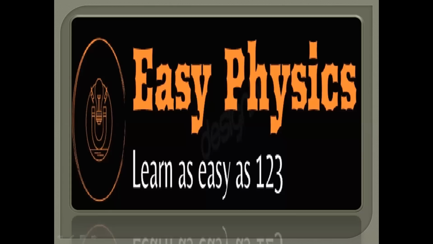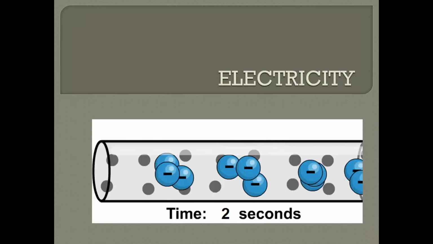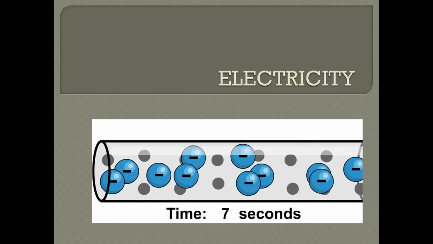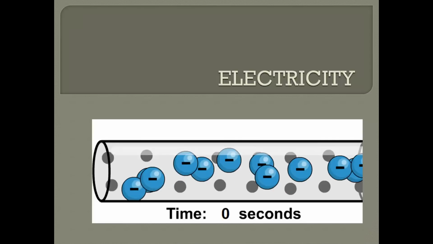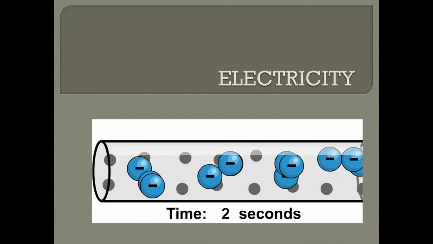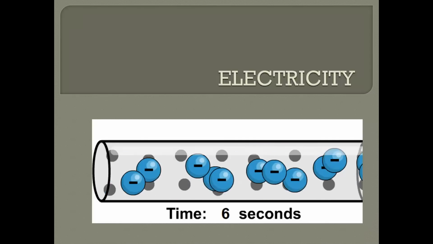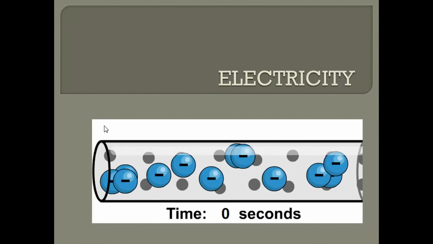Today's video is mainly for students of class 10th, and through this video we will discuss the first topic of the lesson, electricity. In this lesson we will study electric current, what the properties of electric current are, factors affecting electric current, and the law which regulates the flow of electric current, which is nothing but Ohm's law, and one of the practical applications of electric current, the heating effect of electric current.